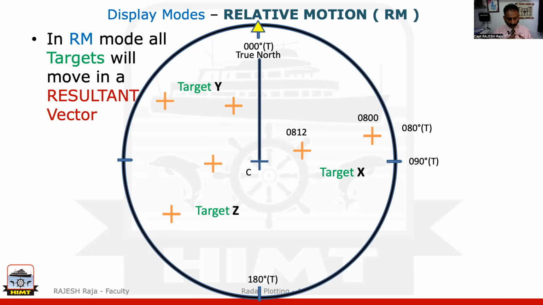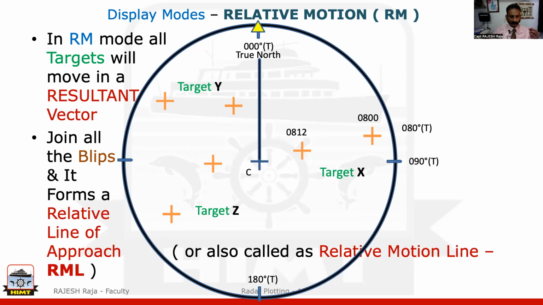That means I'm going to form a triangle. Later on, I'll tell you. So one of the vectors is the resultant vector. So how do I get that resultant vector? This resultant vector is also called RML, or relative motion line. From now onwards, I will not write the full thing. I will write RML.